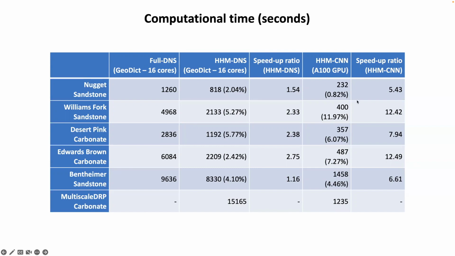And our proposed hierarchical method with CNN surrogate model can further reduce the computational time from hours to minutes using 1 GPU. The speed up ratio ranges from 5 to 13, depending on the complexity of pore structures.